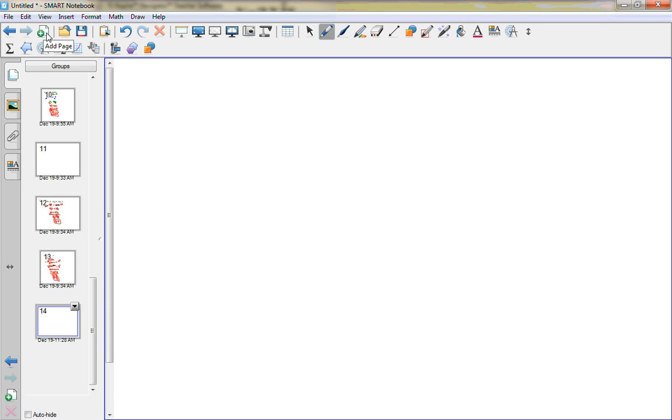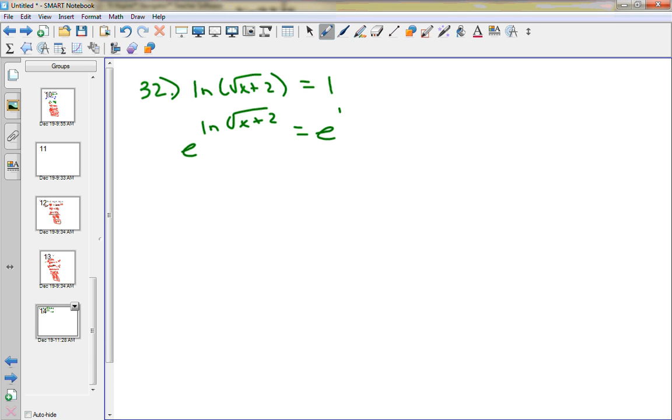Would you like me to do any of the other problems, 31 through 35, excluding 34? 32. Okay, what do I have to do here? E to the natural log of the square root of (x plus 2) is equal to e to the first. That's gone. I have the square root of (x plus 2) is equal to e to the first.